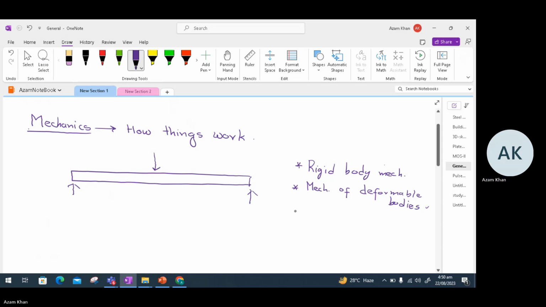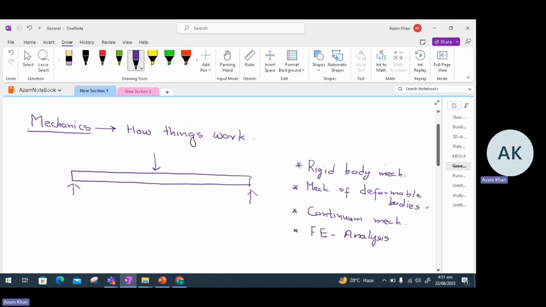Then we have an advanced topic of mechanics, which is continuum mechanics. Continuum mechanics is an advanced form of mechanics of solids. This is taught to postgraduate students, and this makes the basis of finite element analysis. So FE analysis is also derived from continuum mechanics.